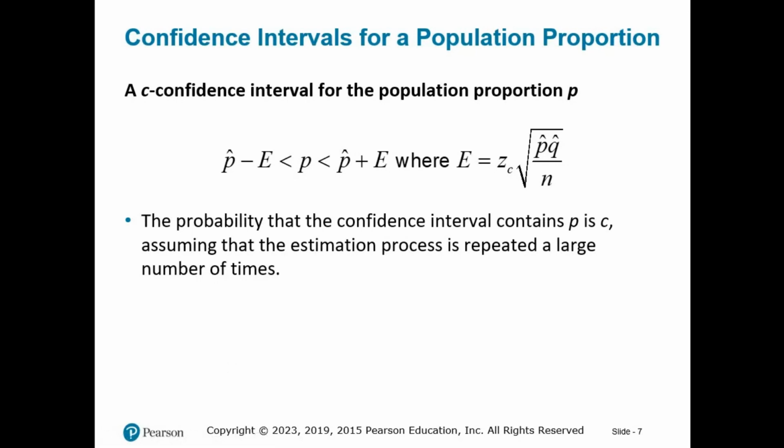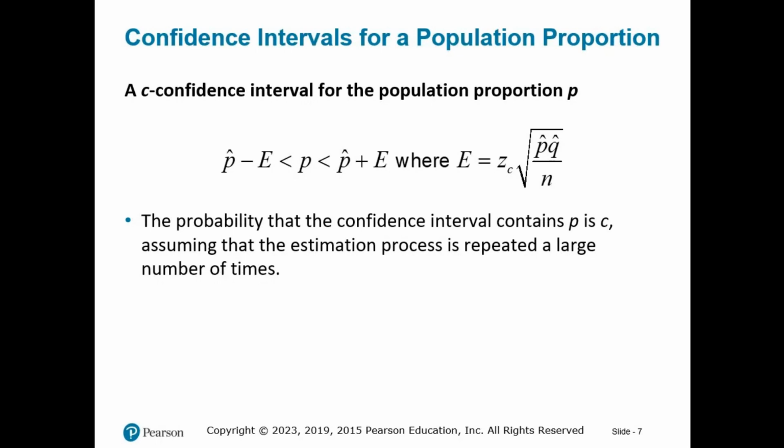Those are just the symbols for these new terms, p hat and q hat, which just means the sample proportion for success and the sample proportion for failure. The full equation is multiplying z sub c, which we've seen before, times the square root of the ratio p hat times q hat divided by the sample size.